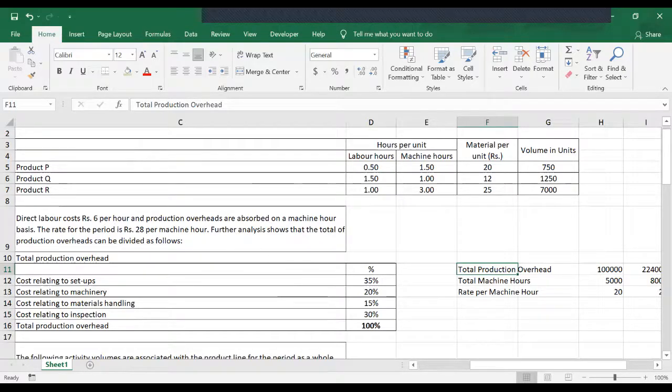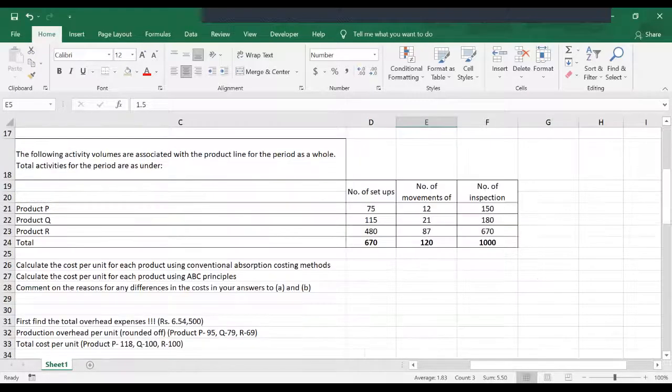Okay, so now let's quickly calculate the total production overhead. Firstly, we already have this one, we have to calculate the total machine hours. To calculate the machine hours, we'll just use the machine hour per unit and multiply it with the volume in units. So it will give you the per unit rate.